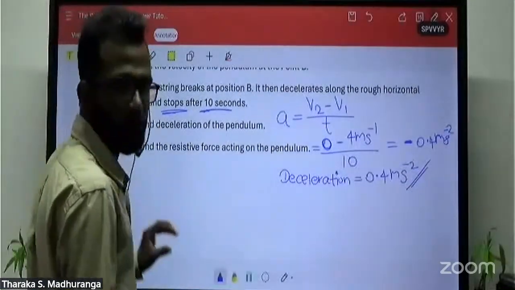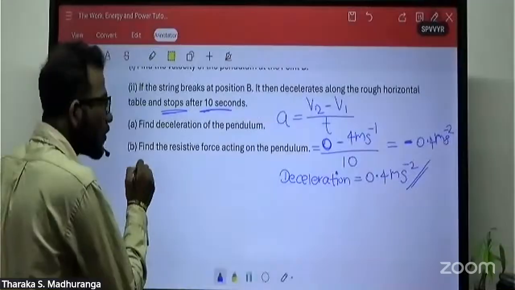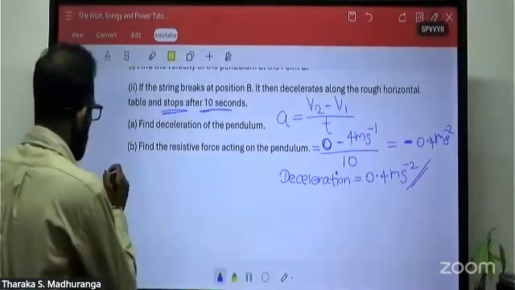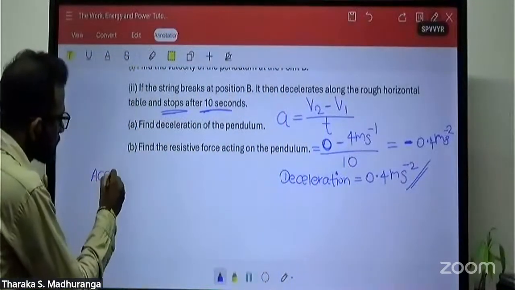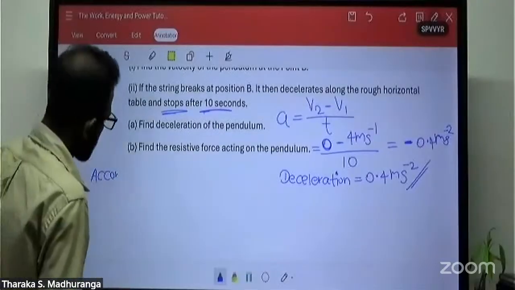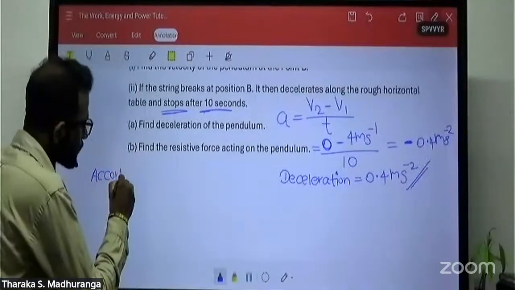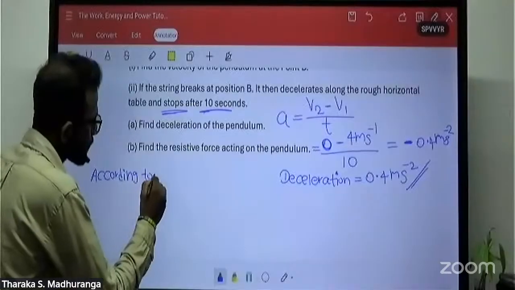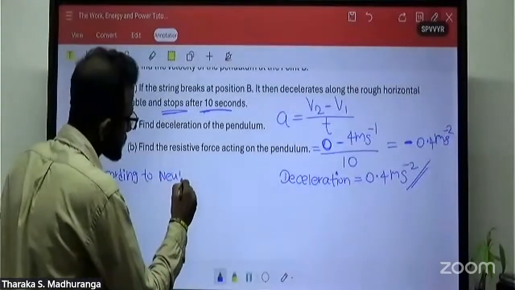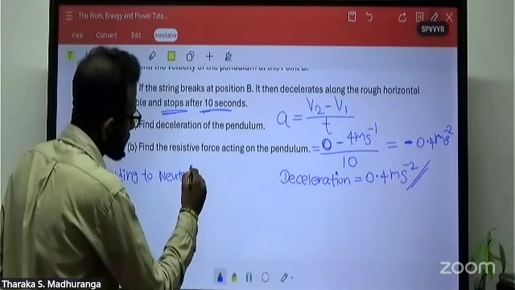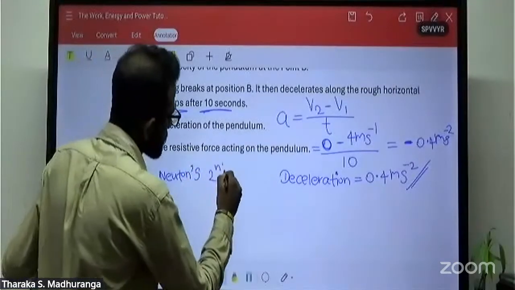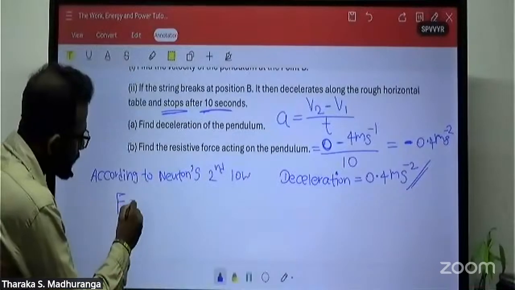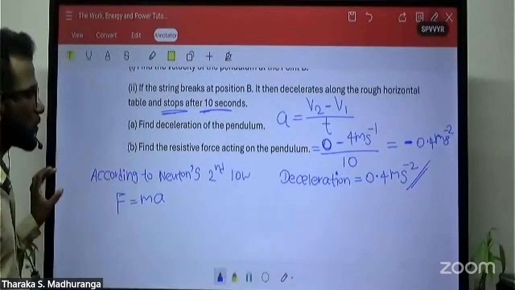Then what is the equation? The equation is according to which law? You can use Newton's second law for this question. According to Newton's second law, you can start in a very beautiful way. Any question, you can write the law according to Newton's second law: the external force equals ma. That's Newton's second law.